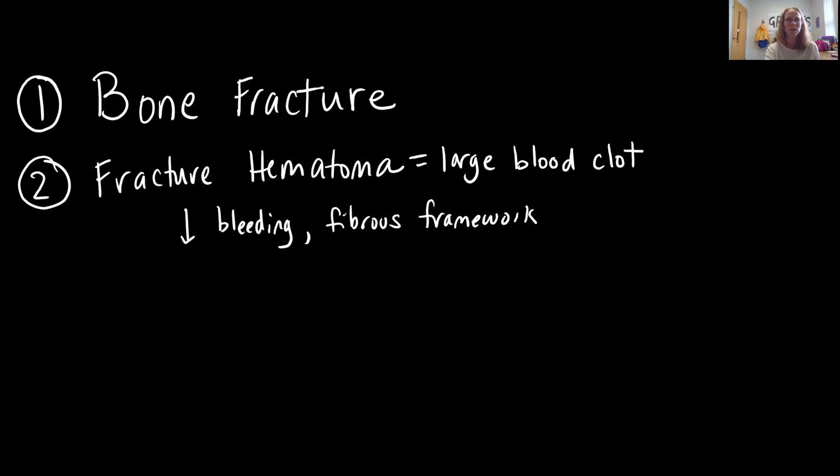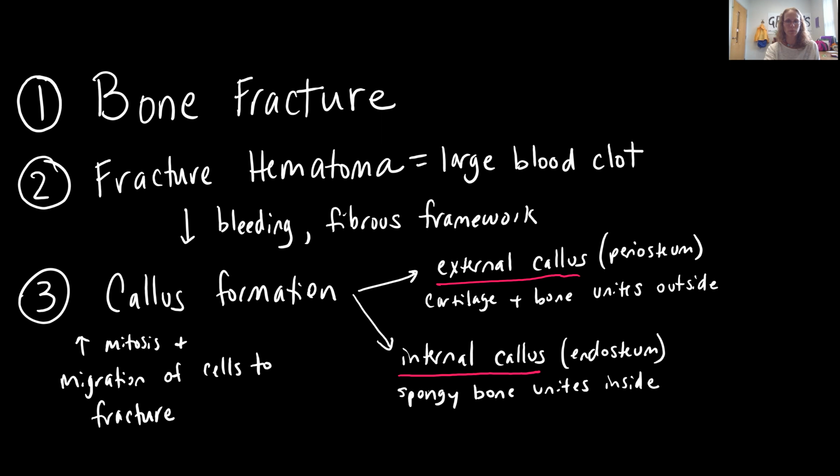So you have a fracture, and then you get what's called a fracture hematoma forming, which is essentially a really big blood clot. Now, we will talk about blood clot mechanism in AMP2, so I don't see that we need to go into a lot of that detail here. Essentially, what we should know is that this is going to be important in decreasing blood loss and also creating a fibrous framework for our repair to occur.